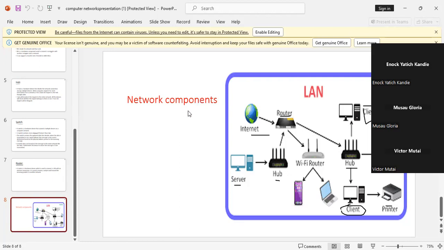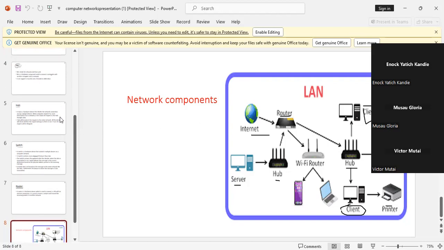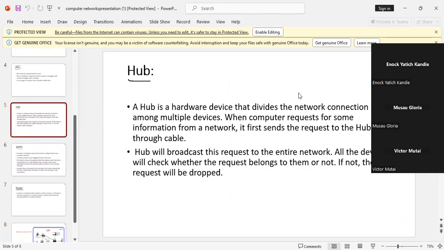Anyone with a question? Yes, madam. I have a question. Yes, Enoch. I'm requesting you to kindly go back to that slide of a hub. So a hub is a hardware device. How does a hub connect several computers? Maybe for clarification.